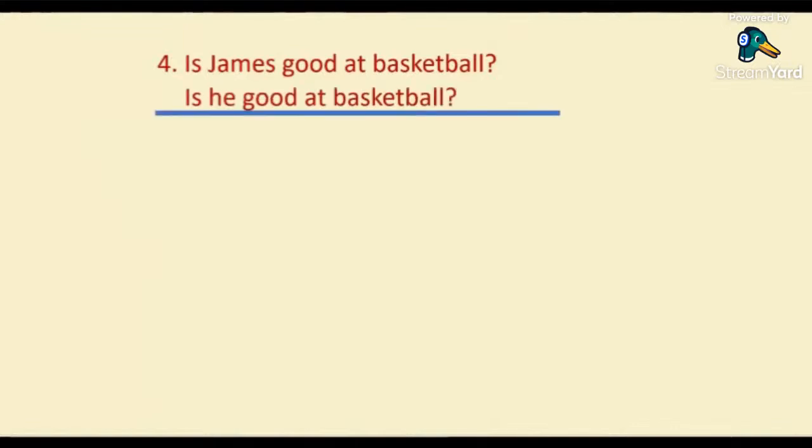Number 4. Is James good at basketball? In this sentence, we have James, which is singular. So we are going to replace James with the subject pronoun he. Is he good at basketball?